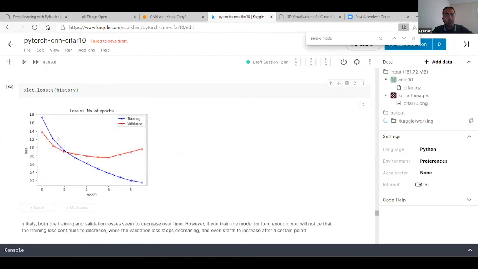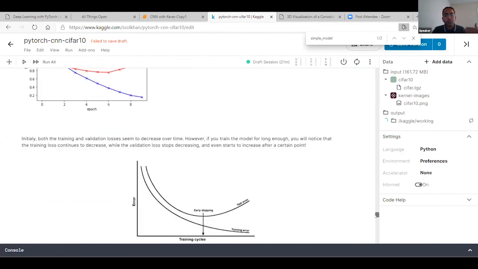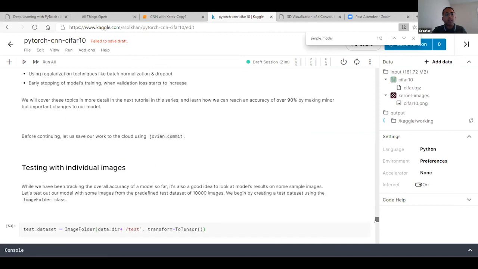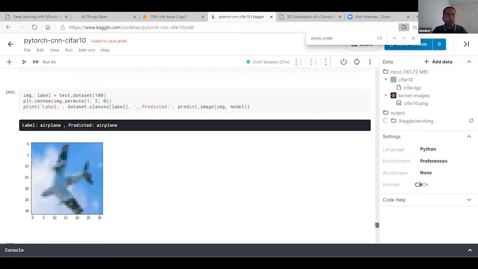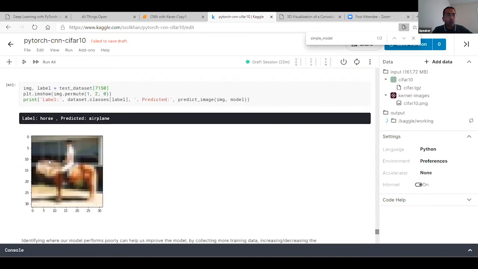You can see here that my training loss is continuously decreasing, but my validation loss decreases first, then plateaus, and then starts in fact increasing. This is what is called overfitting, which means my model is good for my training data set, but it is not good for my validation data set, and I need to continue to make it better. Then I tried it out with some different images. One of them, a horse, it is predicting as an airplane. Again, it is only 75% accurate, so it will never be accurate for everything.